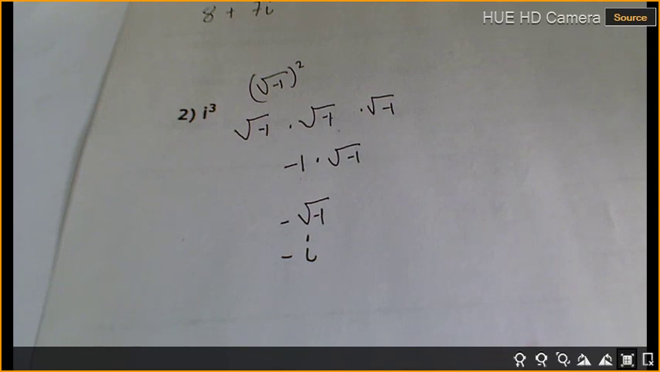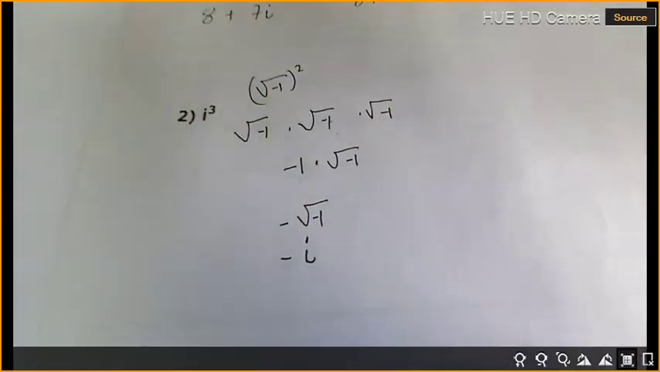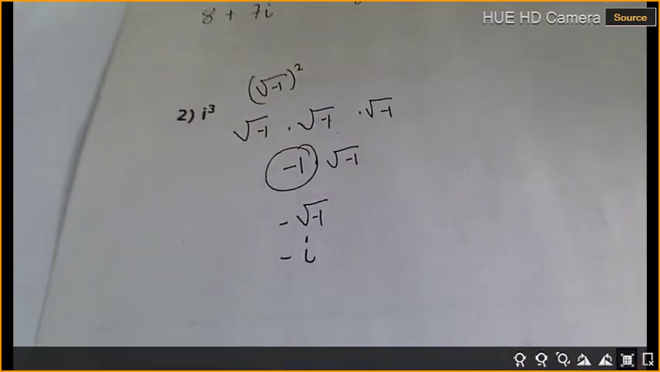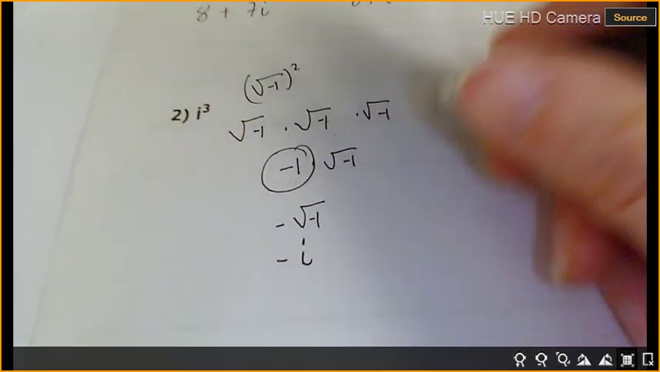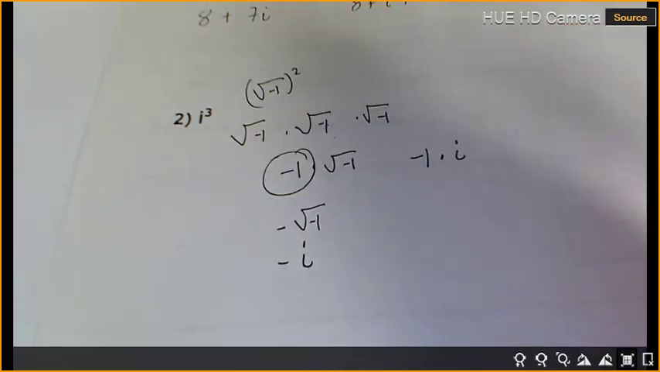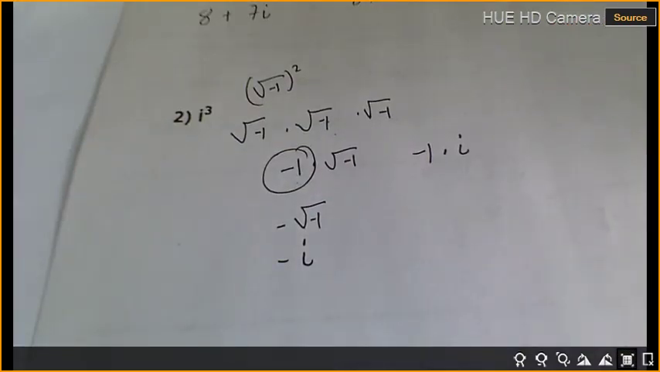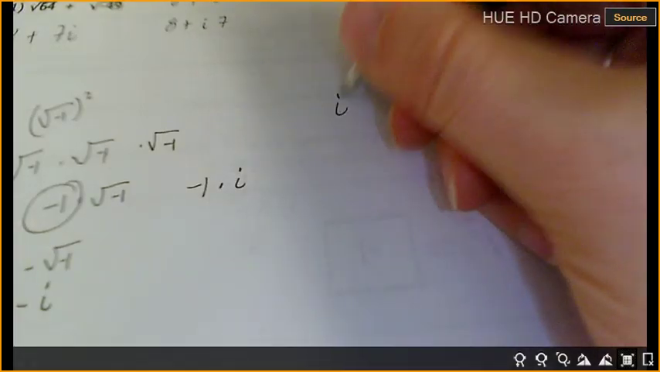So what I want you to see right here, when I square something, it becomes negative 1. Okay? And we know the square root of negative 1 is just i. So we could have skipped right to here. Negative 1 times i is negative i. Should we do another one like that? Yep. Okay. Let's do i to the 5th.